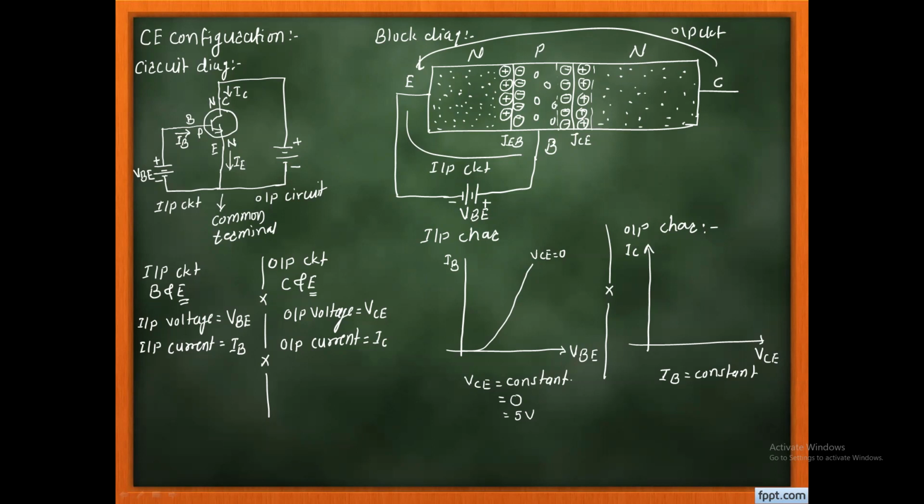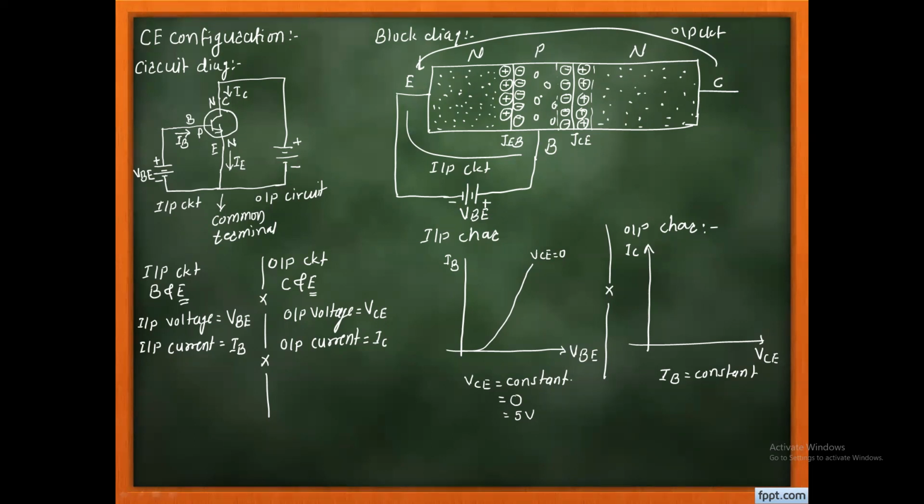It will increase. Yes or no? As we increase the reverse bias voltage, the width of the depletion layer will increase. Then if the width of the depletion layer increases, what is the effect on the width of the base region? It will definitely decrease. The effective width of the base region will decrease, and this effect is called the early effect.